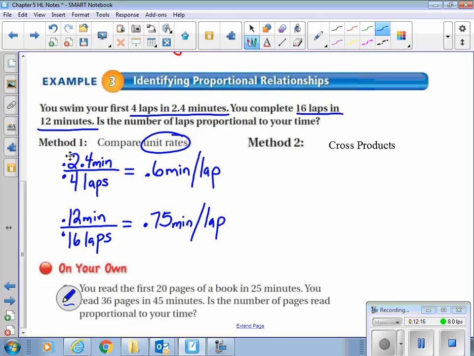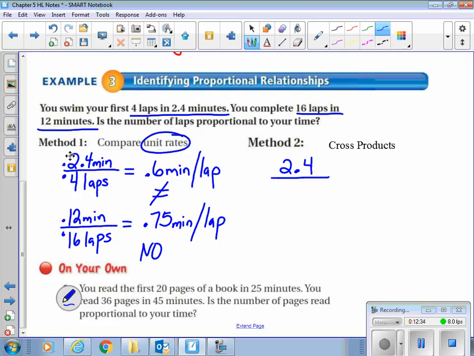Were their unit rates the same? No. These are not equal to each other. Therefore, this is not a proportion. So one way is to change to unit rates and compare. The second way, which may seem a little bit easier, is to set up a proportion to find your cross product.